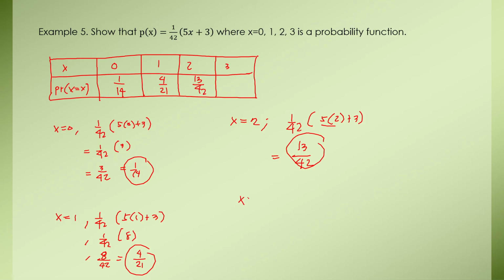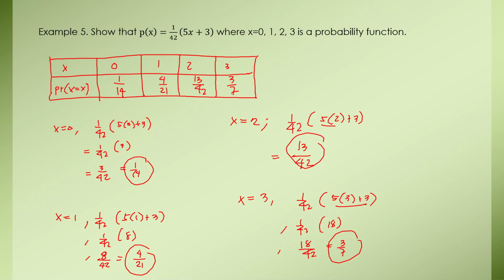Next, when x is equal to 3, 1 over 42 times 5 times 3 plus 3. So this is 1 over 42 times 18. So therefore, this is 18 over 42, that is equal to 3 over 7. So this is 3 over 7.